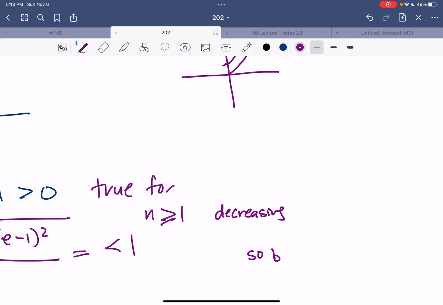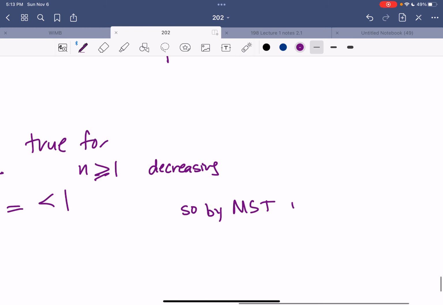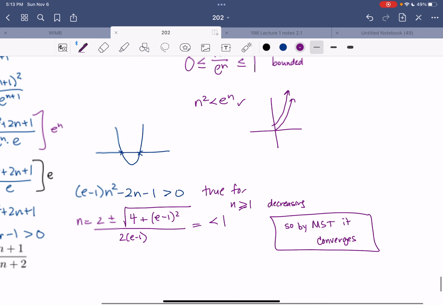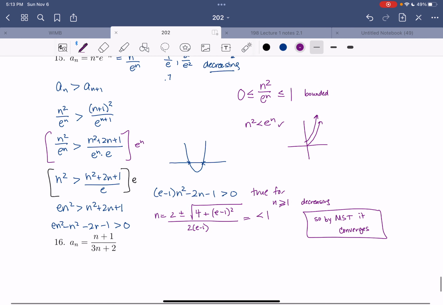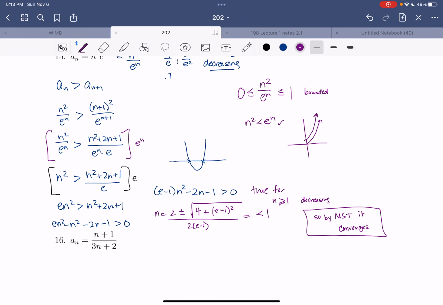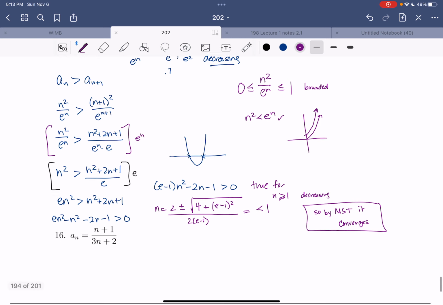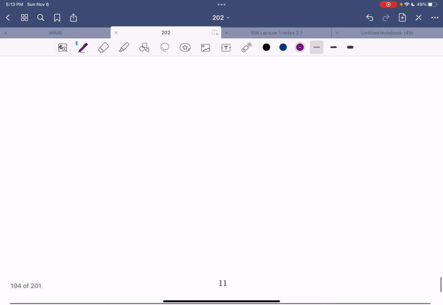And so by MST, it converges. Remember that the monotonic sequence theorem says that if it's bounded and monotonic, meaning either increasing or decreasing, then it converges.